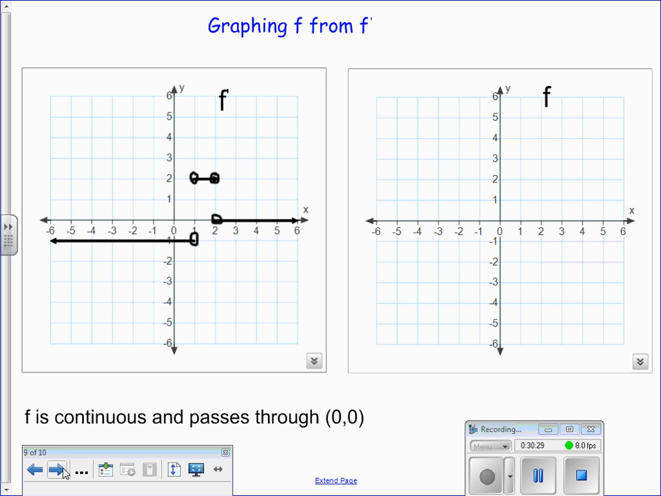If I don't have at least one particular point that it passes through, I cannot give a specific original function. I can just give a general one, what it might look like. But I do know that it passes through the origin. My original function f goes through the origin.